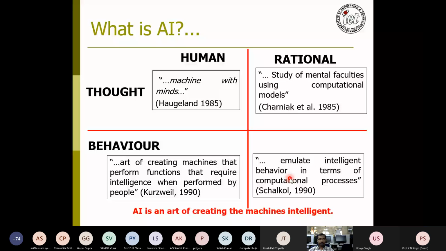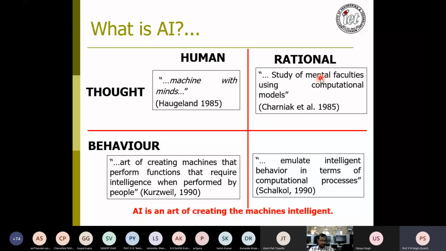Okay, so let us take a couple of definitions that are given by some researchers or scientists under this classification of artificial intelligence. Once we say the thought process with humans, or machines with minds, certainly it means machines like us, whose brain capability or processing capability is like ours. Then the rational thought process: the study of those mental faculties using computational models. So the computational model is your computing machine, and that study is about the development of your brain activity, where the thought process emerges.